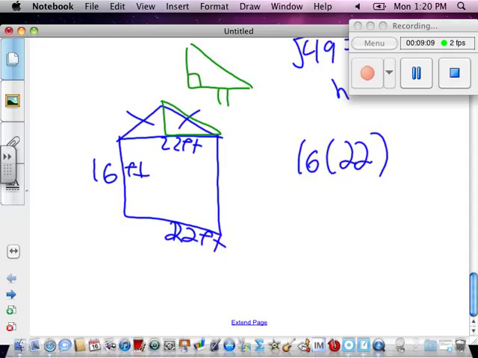We don't know that that is a right triangle. We know it's an isosceles triangle, but we don't know it's a right triangle. We could use the Pythagorean theorem, but we would need a second side, and we don't have it. So what are we going to do? We're going to use tangent.